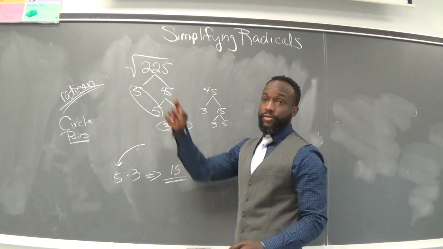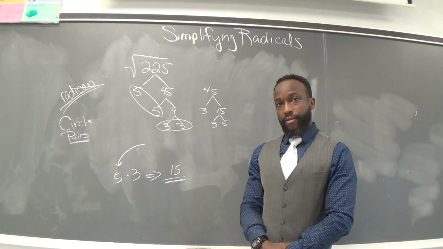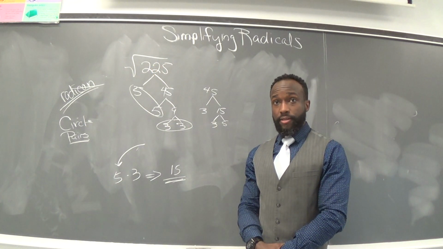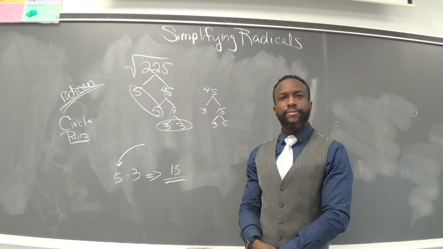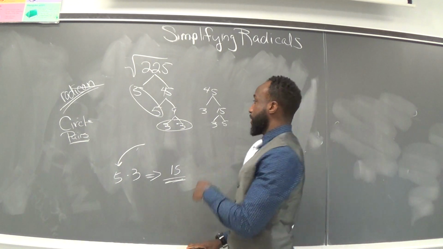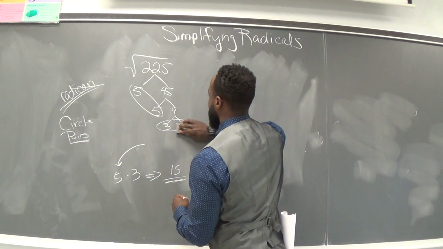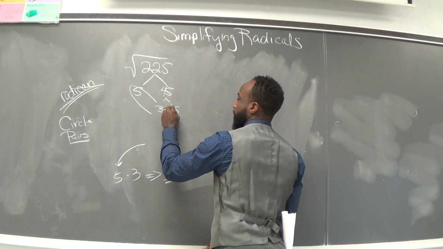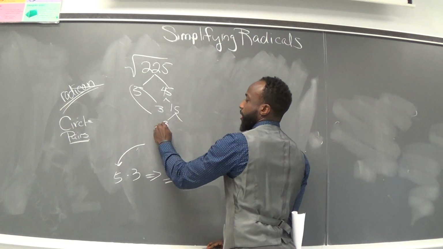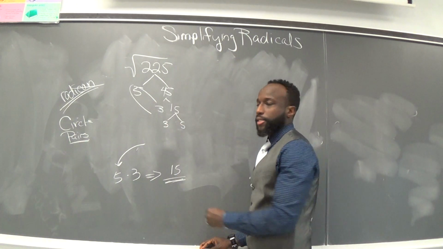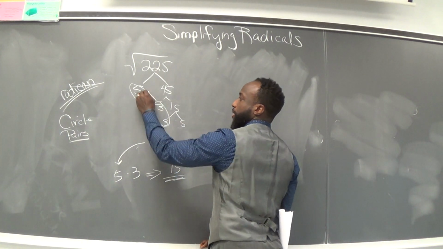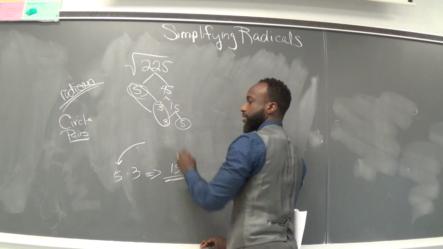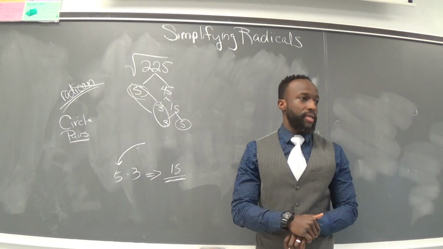15 is the square root of 225. It's a perfect square. So what if you would have used it that way? What if we did it this way? Let's move it over here. We changed this to 3 and 15, so you'll have 3 and 5. Circle your pairs again. It's a pair of 3s, and there's a pair of 5s. So you get the same thing.